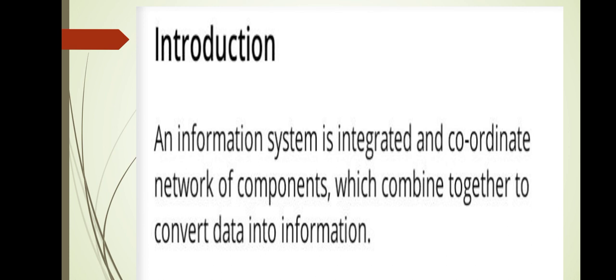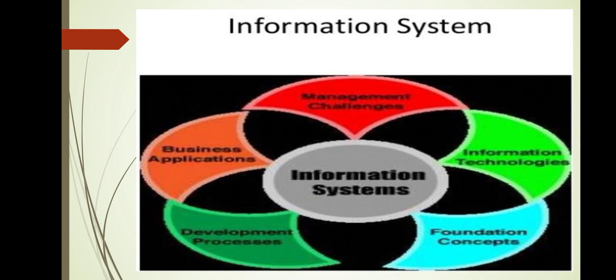An information system is an integrated and coordinated network of components which combine together to convert data into information. So it is an integrated activity, which means data is converted into information through a network. Fundamentals of information system.